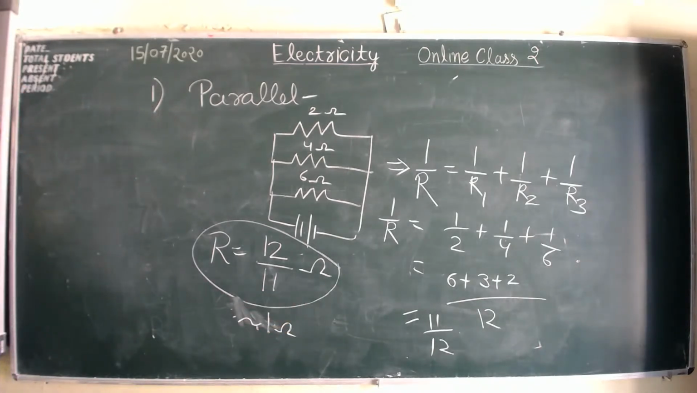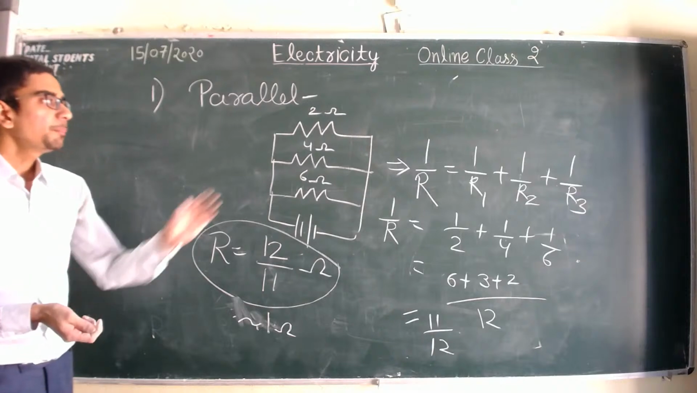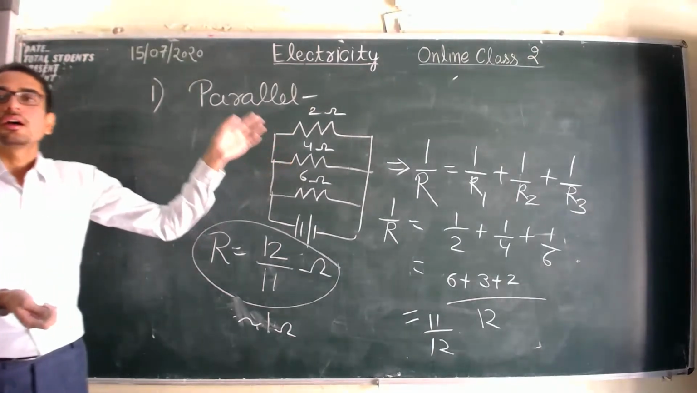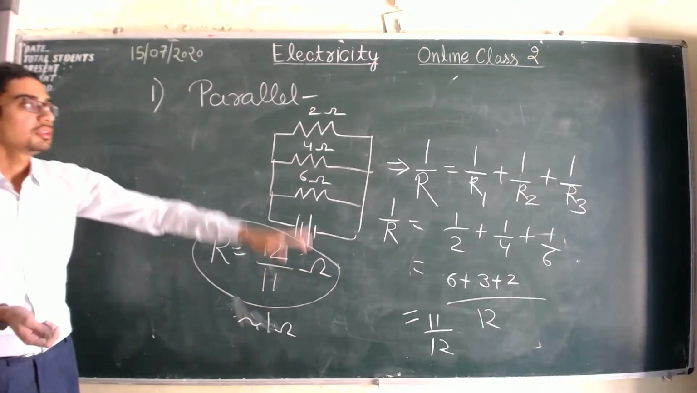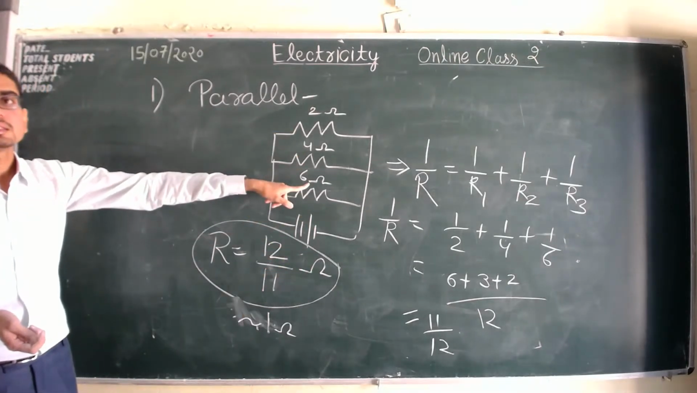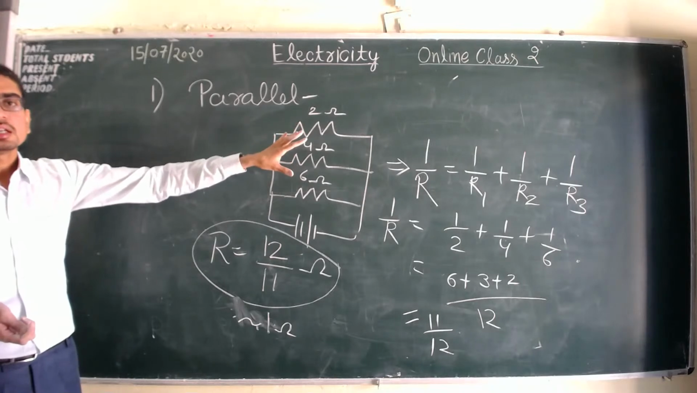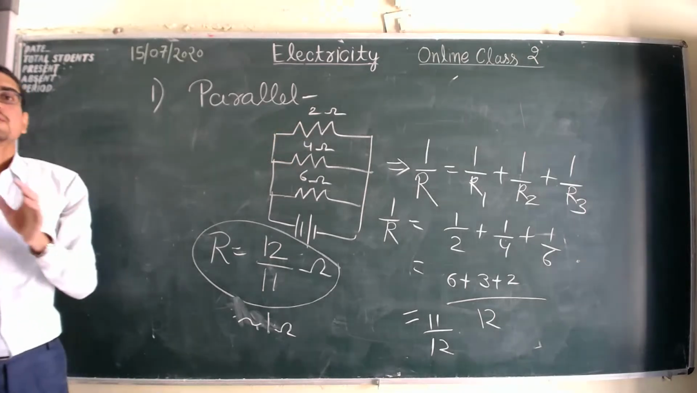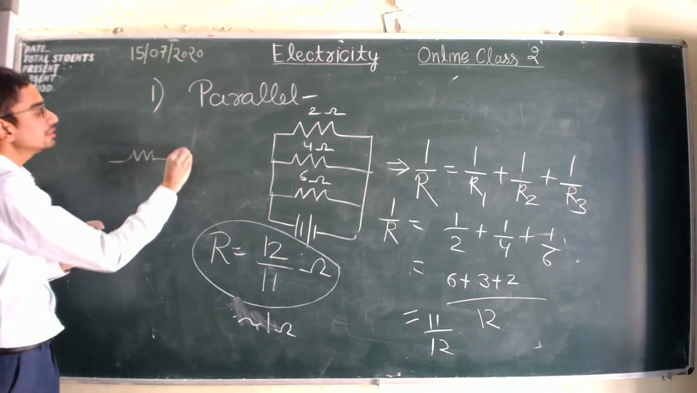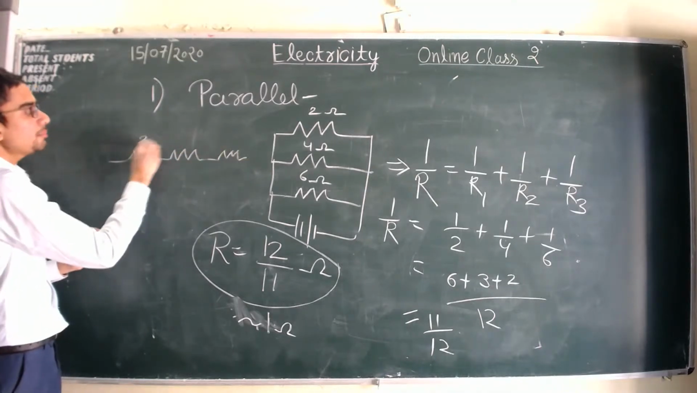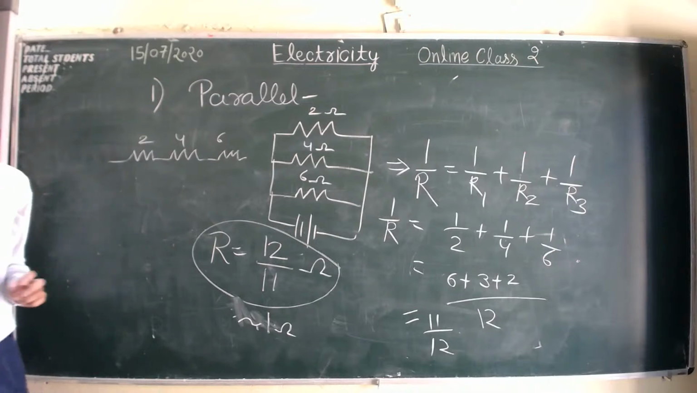Now you can see a very important point: in parallel combination the total value of resistance is decreased. See, it became less than 2, less than 4, less than 6. So in parallel combination total resistance is very less. But in series, total resistances get added up. So the value of resistance is high.